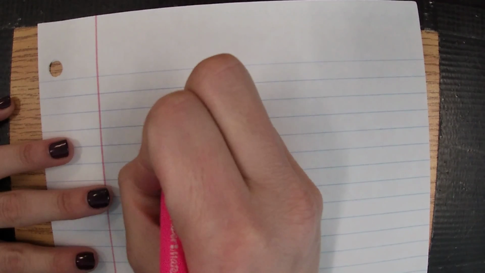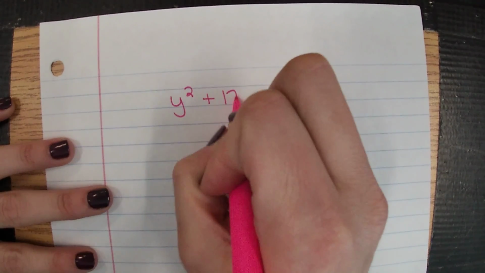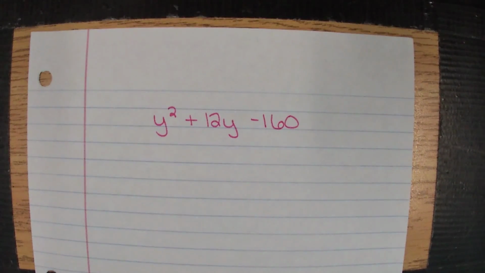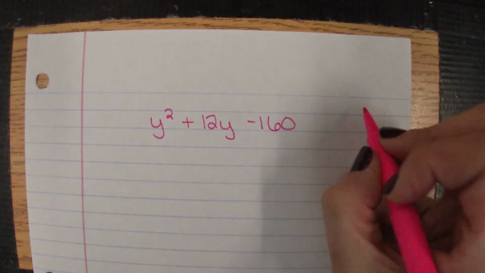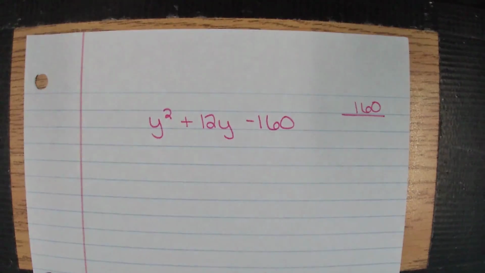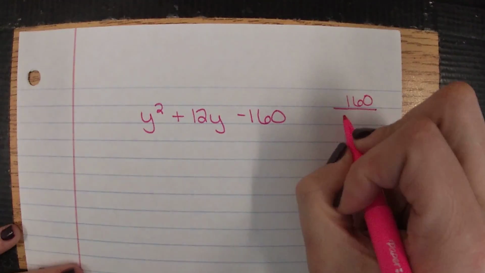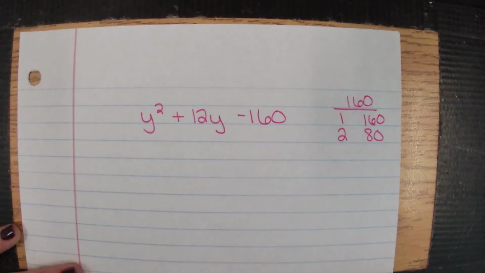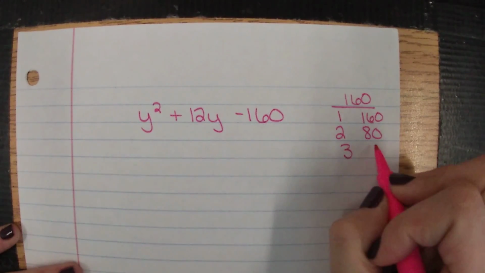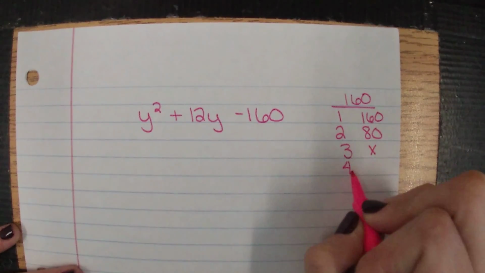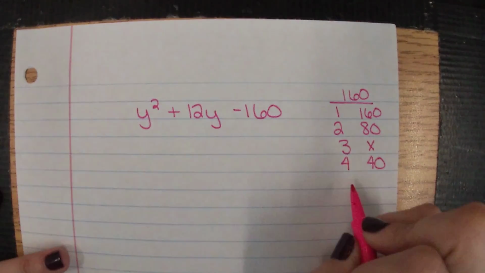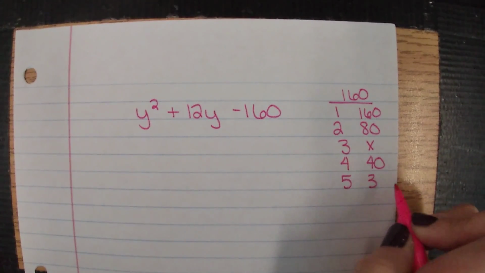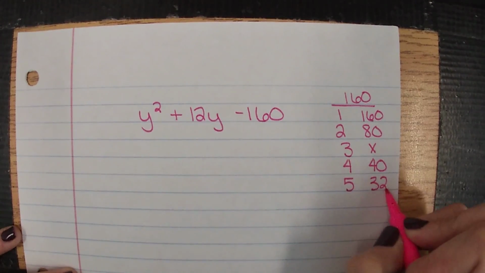Okay, so how about we have y squared minus 12y minus 160. So big number here, so big list. So 160. So here we go. 1 and 160. 2 and 80. 3 and nothing. 4, right, you could use a calculator if you needed. 4 and 40. 5 and 30. Let's see, it goes on, 32.